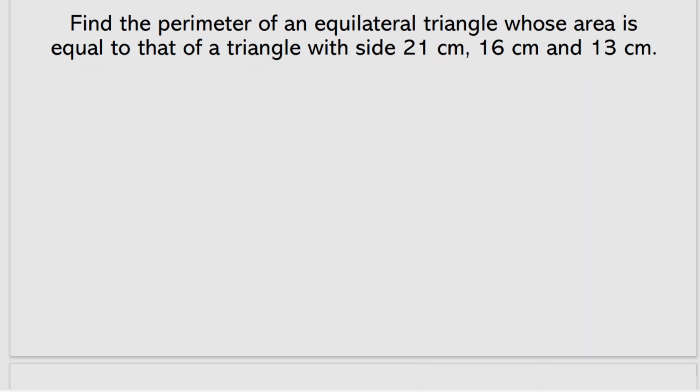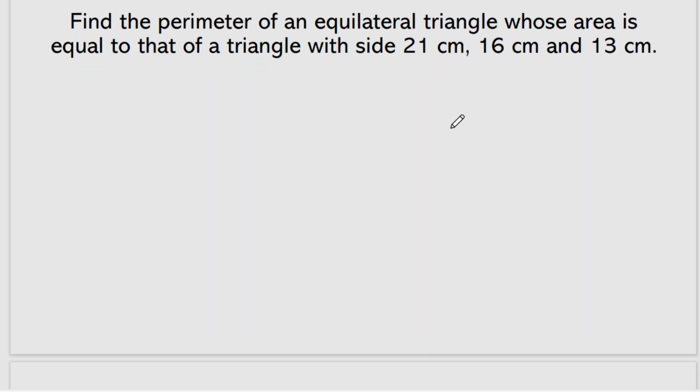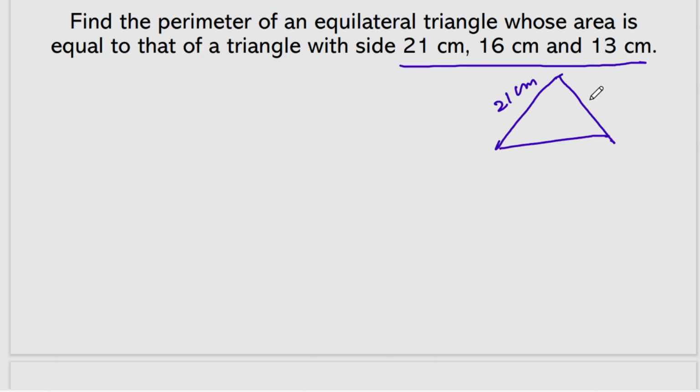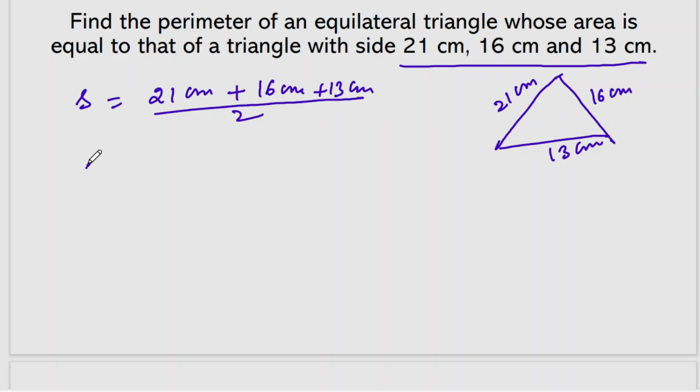Okay, now find the perimeter of an equilateral triangle whose area is equal to that of a triangle with sides 21 centimeter, 16 centimeter, and 13 centimeter. Okay, now let us find the semi-perimeter of this triangle first. So sides are 21 centimeter, 16 centimeter, and 13 centimeter. So semi-perimeter will be 21 plus 16 plus 13 divided by 2. So we get 50 by 2, that is 25 centimeter.